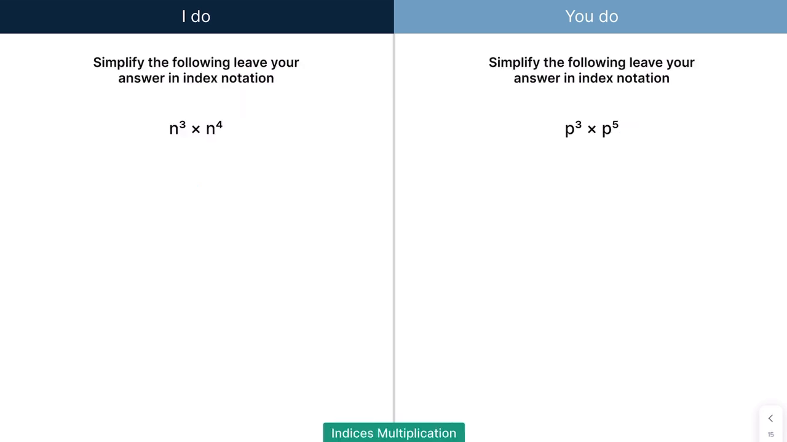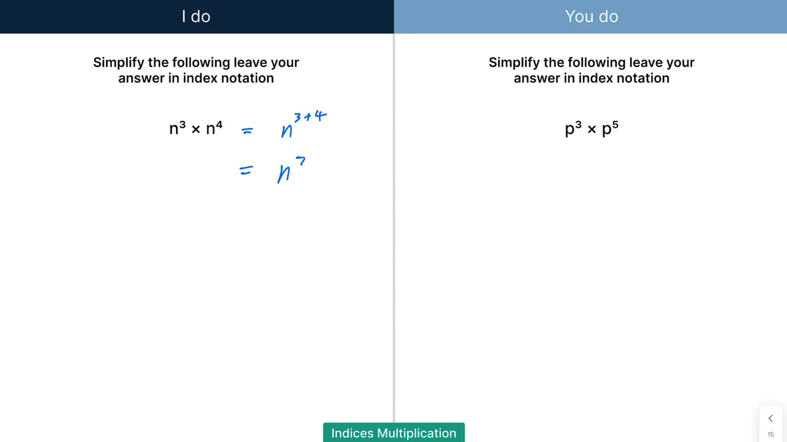Now, moving on. Here we're multiplying indices together. When you multiply indices together, you just add the number. So the answer is going to be, in index notation, n to the power of 3 plus 4. So we are just adding this and this. So the final answer then becomes n to the power of 7. When you multiply indices, you just add them together.